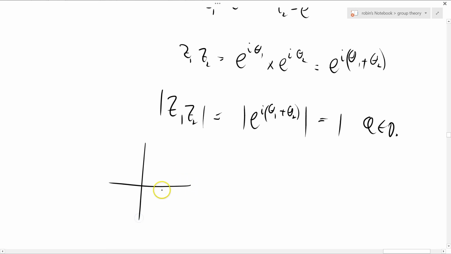Okay, so there is our complex plane. This circle here forms our H, which is Z such that mod Z equals 1. And it's a subgroup because it contains the identity element, it's closed under taking the inverse, and it's closed under complex multiplication as well. Okay, I'm going to stop there.